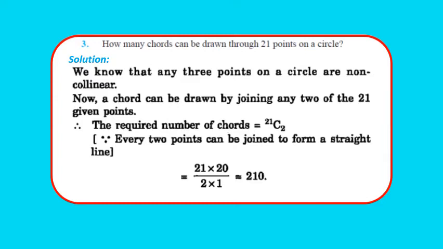Clear? So the number of required chords will be 21C2, because for one chord we need 2 points out of 21 points. So the required chords will be 21C2, which equals 21 into 20 upon 2 into 1, that is 210. So we have used the definition of nCr, that is factorial 21 upon factorial 2 into factorial 21 minus 2. Clear? So pause and note down the solution.